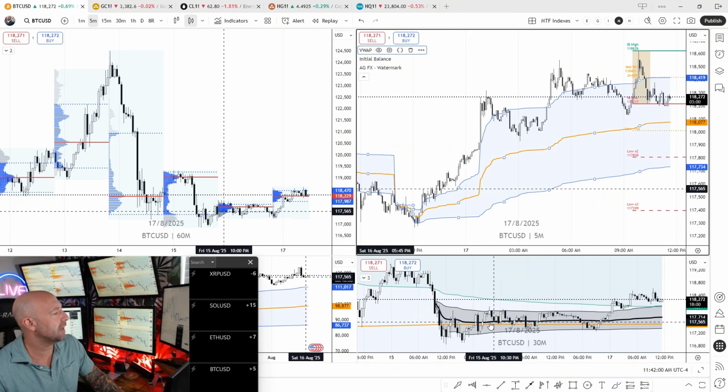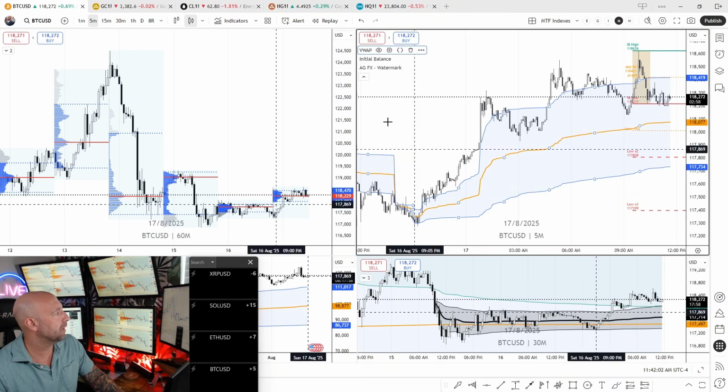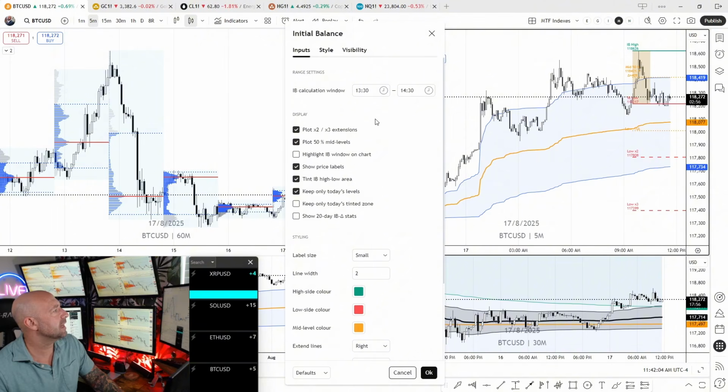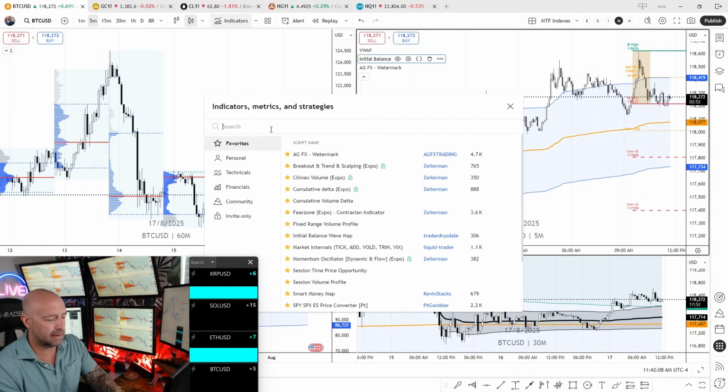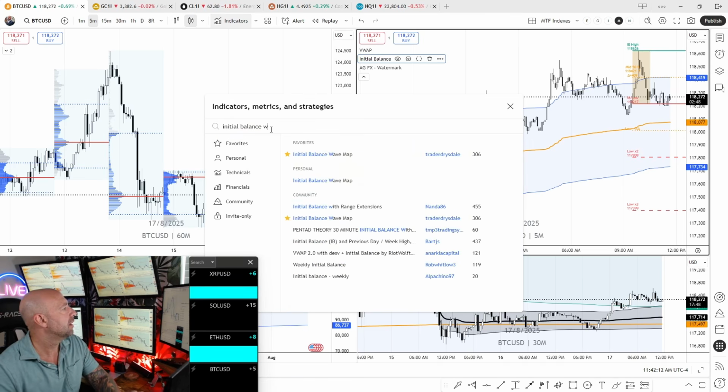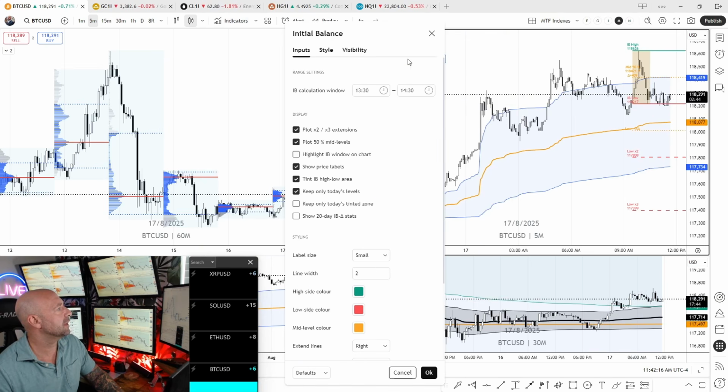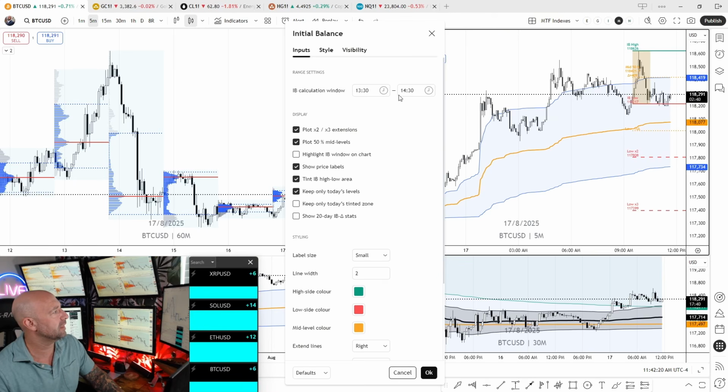I also like to anchor one to the New York Open. The initial balance, this is my initial balance indicator. You can find this one at initial balance wave map. That's this one right here by Trader Drysdale. We're going to set this one up, and since I'm in Eastern time, to get the correct times I do 13:30 to 14:30.